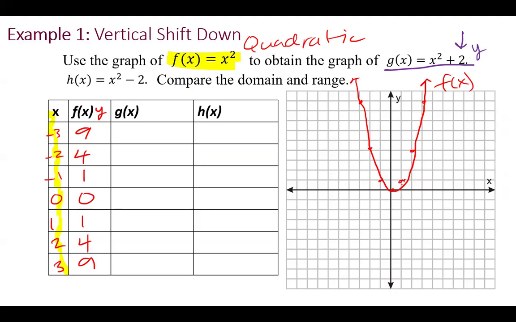Plus 2. So for g of x, we're changing our y's by adding 2 to each one of our y's. So that would be 9 plus 2, 4 plus 2, 1 plus 2, 0 plus 2, 1 plus 2, 4 plus 2, and 9 plus 2. You don't need to write the plus signs. I'm writing them so you can see where those numbers are coming from. Does that make sense? Okay. So we end up with 11, 6, 3, 2, 3, 6, and 11.